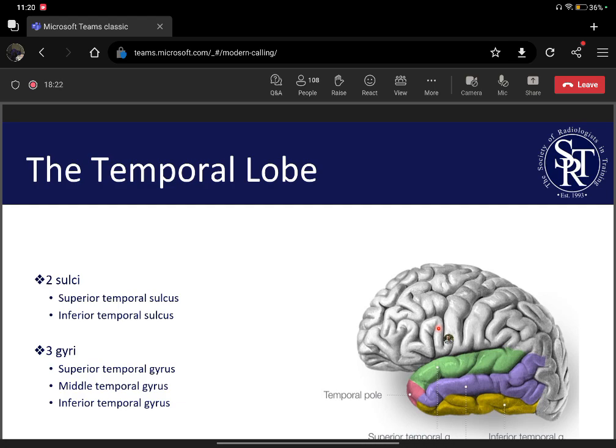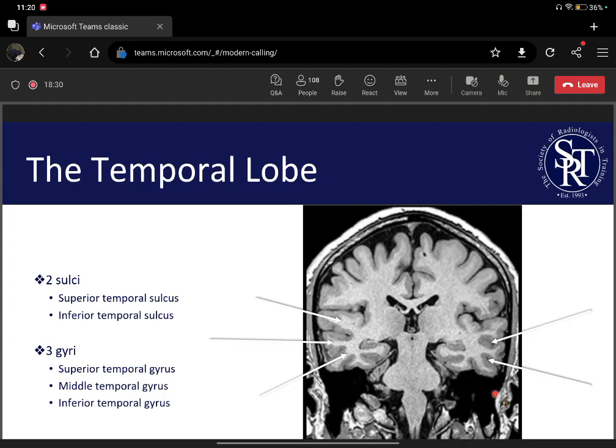Which brings us to the temporal lobe. There are here two sulci that will split it into three gyri. So we have the superior and inferior temporal sulci, and that will divide it into the superior, middle, and inferior temporal gyri, which are shown here on the right side. And on the left, you have the two sulci.